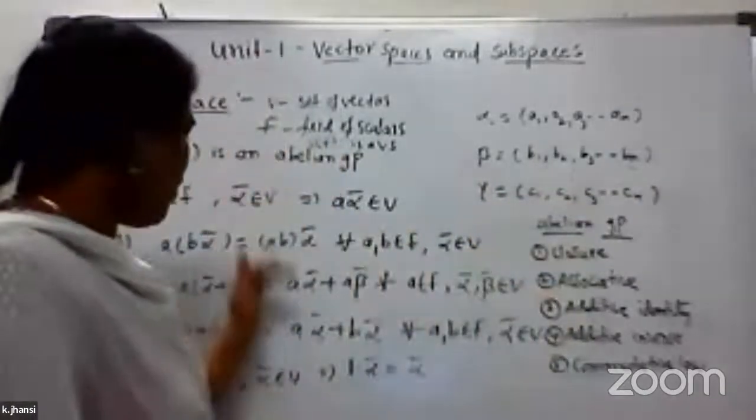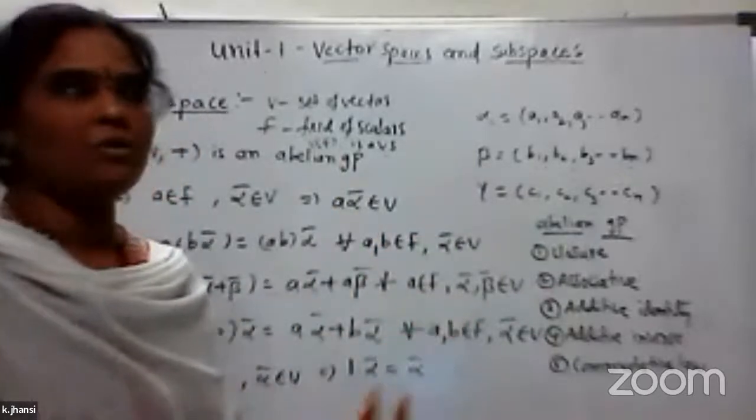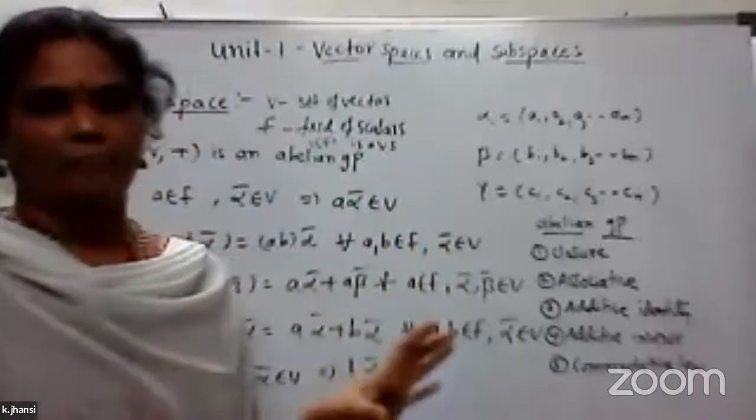To satisfy all these properties, we need alpha, beta, gamma. In some problems, they will already mention alpha, beta, gamma in some manner.